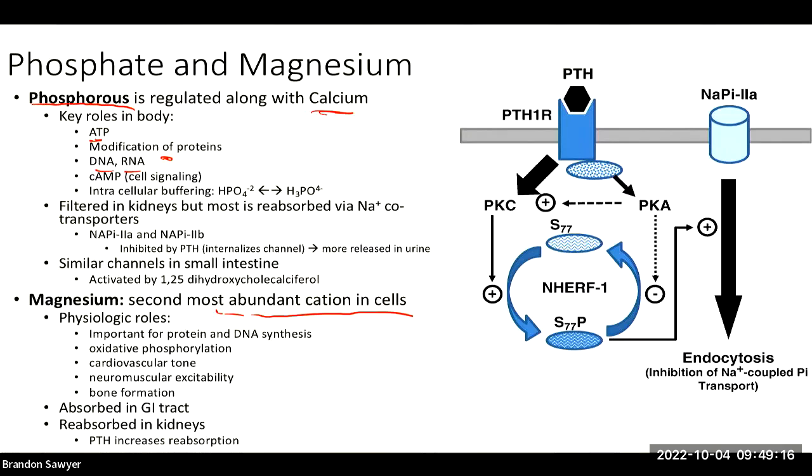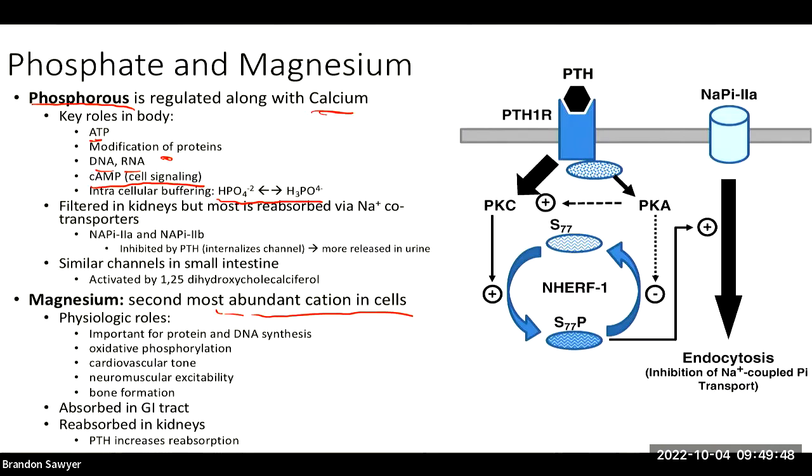Cyclic AMP, very important for cell signaling, and there's cyclic GMP as well. All of those cell signaling pathways are not possible without phosphate. And then there's the intracellular buffering system. Our primary extracellular buffering system, like we talked about, is bicarbonate buffering, but our primary intracellular buffering system is this phosphate buffering system that's shown there. So those are just some roles of phosphate in the body.